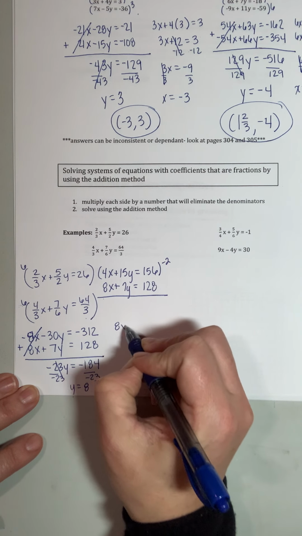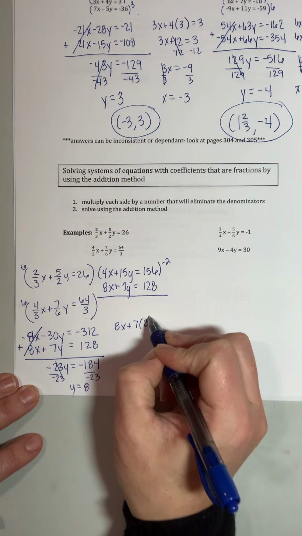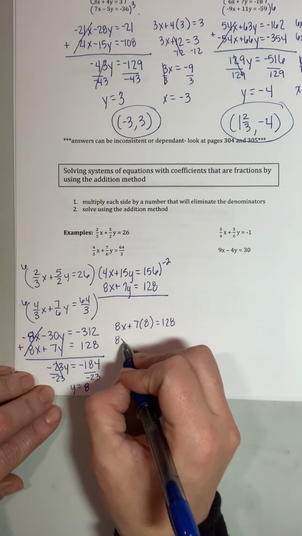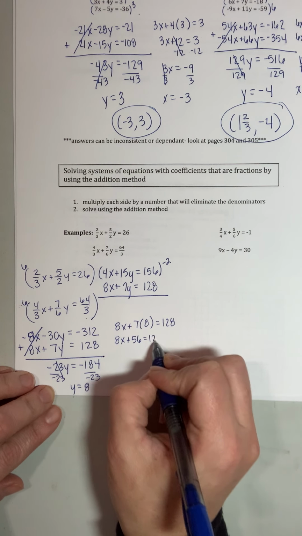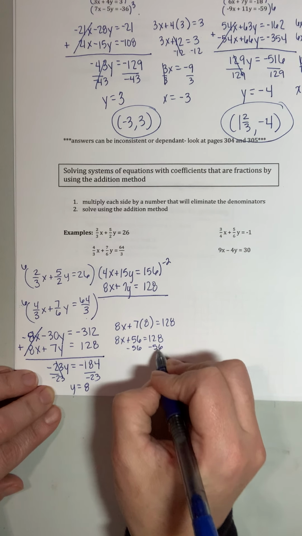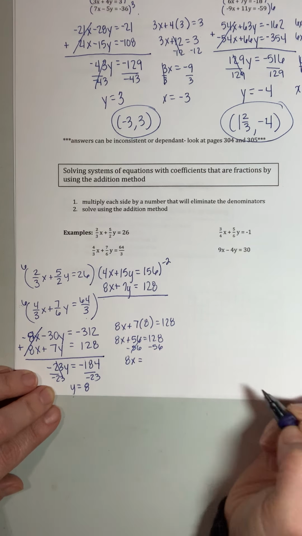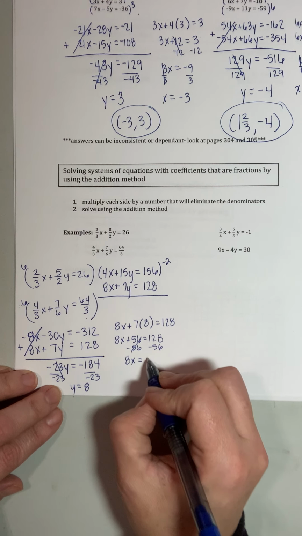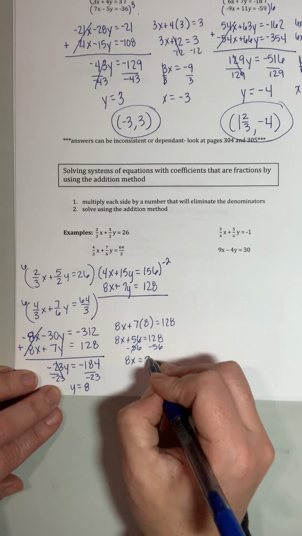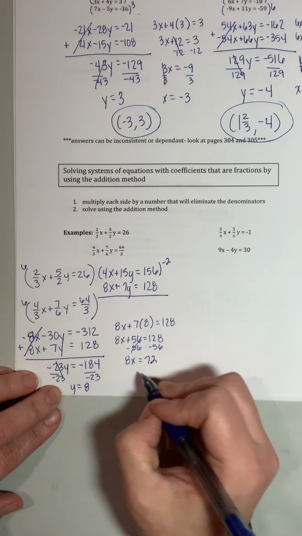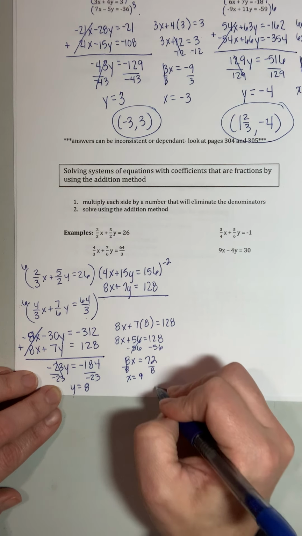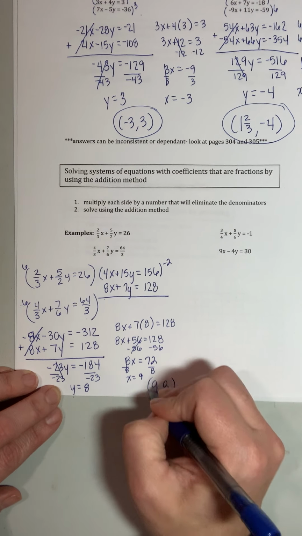Let's use 8x plus 7 times 8 equals 128. 8x plus 56 equals 128. Subtract 56, subtract 56. 8x equals 272. Divide by 8, divide by 8, x equals 9. So your final answer is 9, 8.